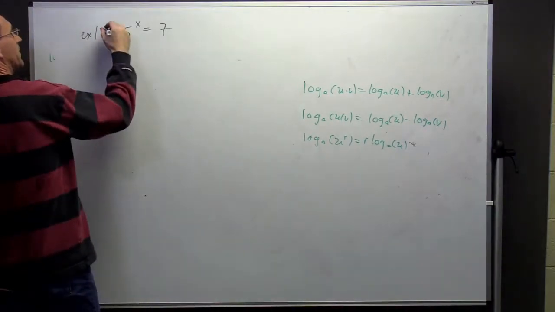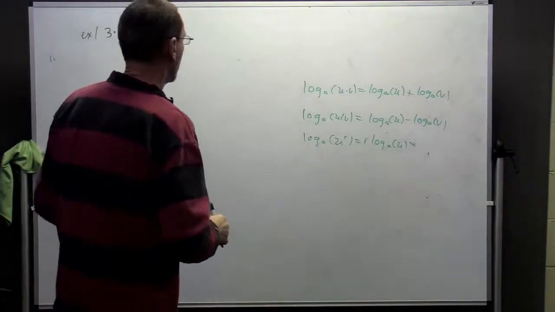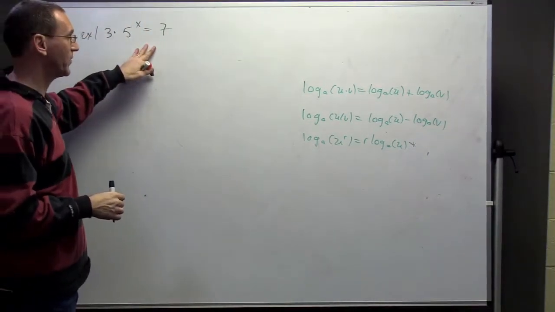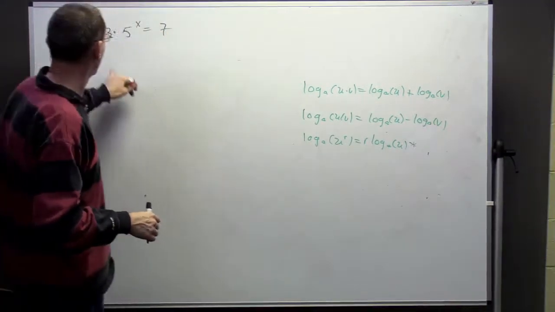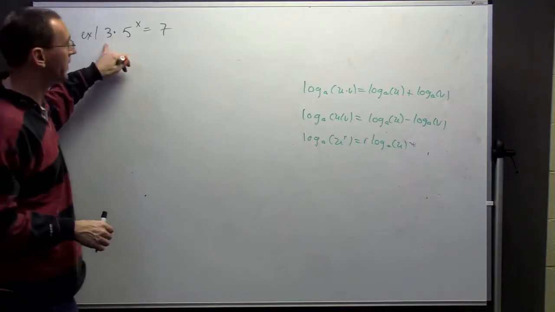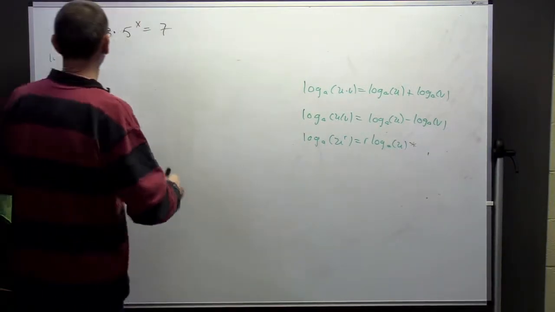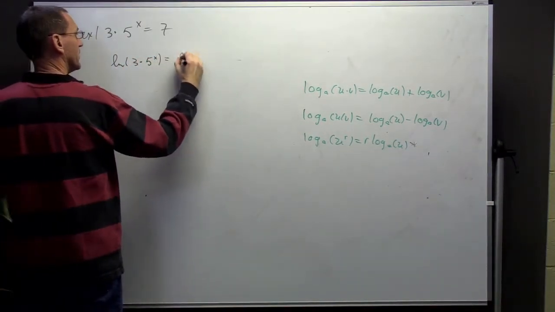Okay, let's make this 3 times 5 to the x equals 7. Now, just looking at this, you may think, I can't just take the log and hope things will work out, because that property isn't there. But notice I can think of this as multiplying two things, so I'm going to use this property and then use this property. So I take the natural log of 3 times 5 to the x.